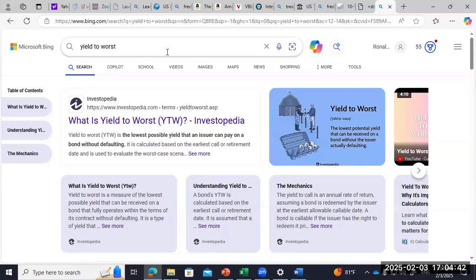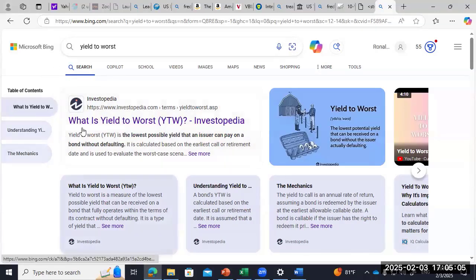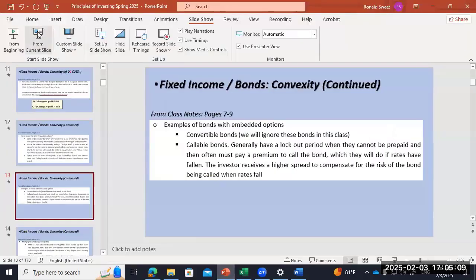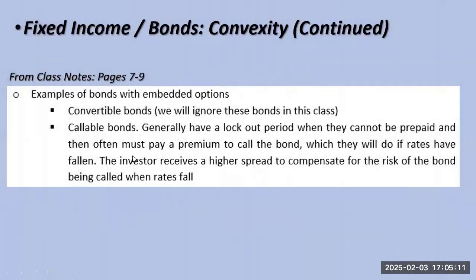So if you loan money to IBM and they can pay it off after 2 years at a 1% penalty and after 3 years with no penalty, they're going to use the yield to worst and they're going to calculate the return on all those different periods. And yield to worst is that worst possible yield you can get. The lowest possible yield that an issuer can pay on a bond without defaulting. So given where yields are today, that's what they're telling you. That is your most likely return today.